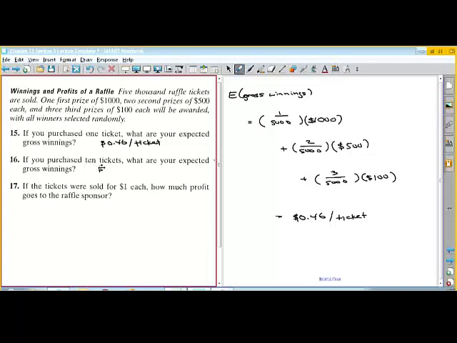So if you purchase 10 tickets, your expected gross winnings is going to be 10 times that. It's going to be $4.60. Not per ticket, but per 10 tickets.